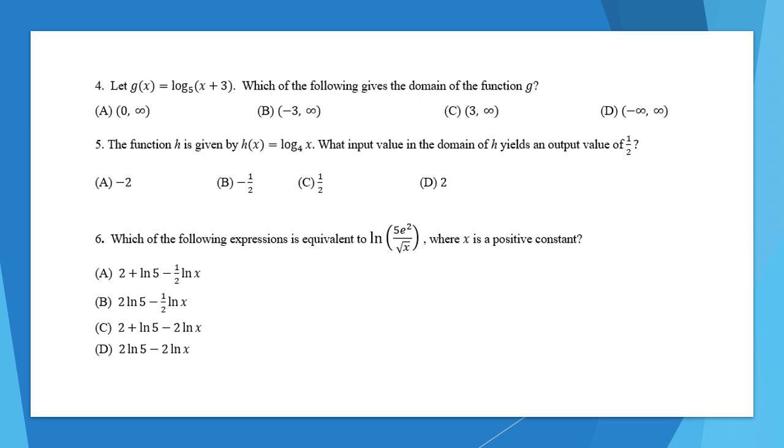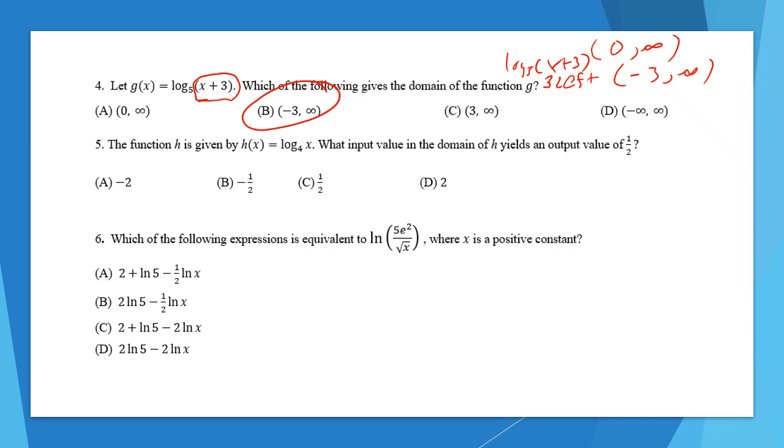All right, for number 4, here we have a log function. Which of the following gives the domain? For this function here, whenever there's a horizontal translation, that will be the only thing that you can have with a graph that will affect the domain of the graph. For example, a typical graph would have a domain of 0 to infinity, but when you have log base 5 of x plus 3, you move it 3 to the left, so the domain should now turn into negative 3 to infinity, making B the correct answer.